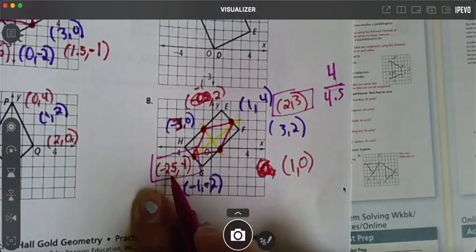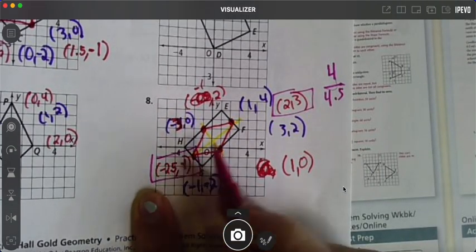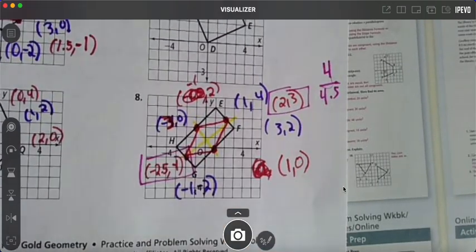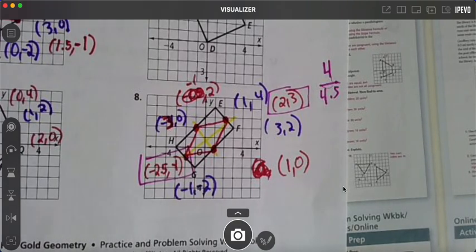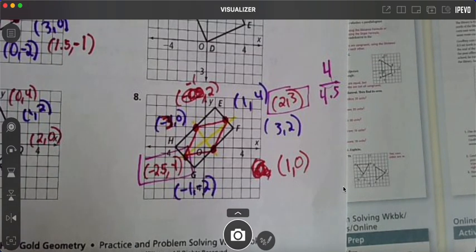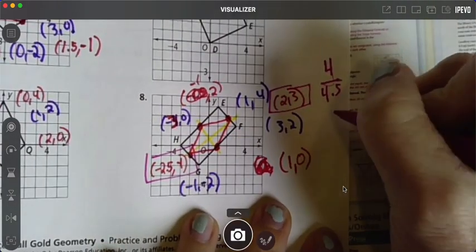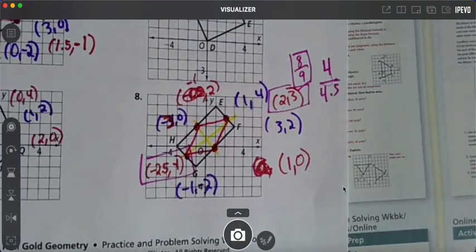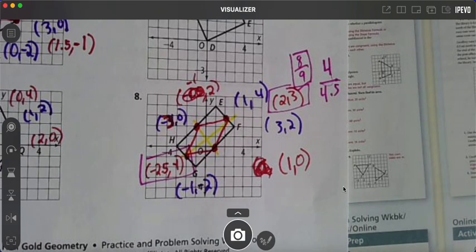Oh, I thought we were doing the one up there. No, this red point and that red point. What is 4 divided by 4.5? I just need to get my calculator out. It's 0.9, or 8/9. If I press math, enter, I also get 8/9. Sometimes it's good to tell slope with fractions.